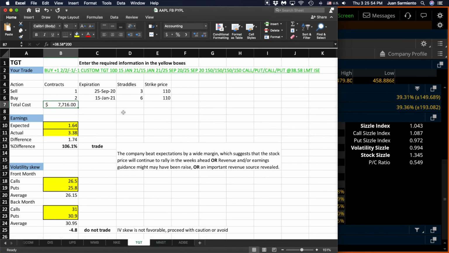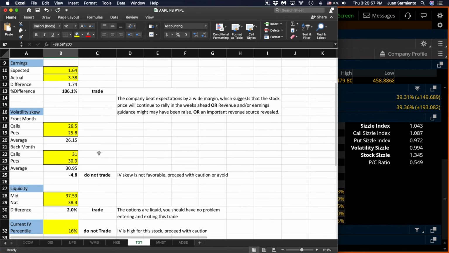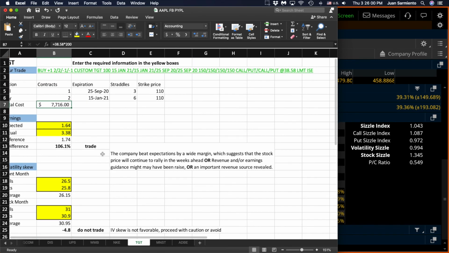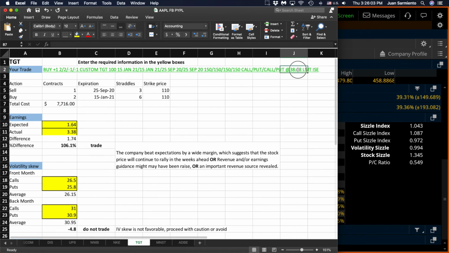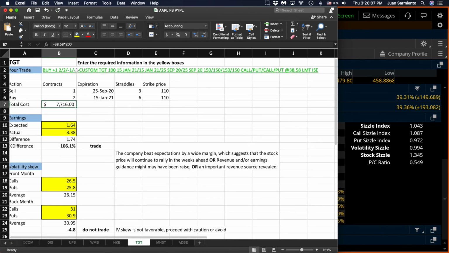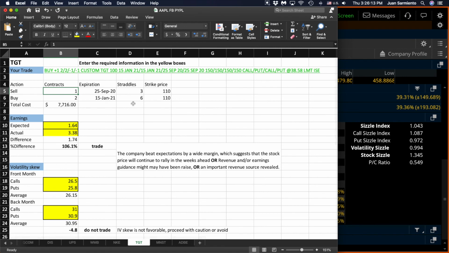Another one that I considered was TJT, and this particular trade has issues as well. $38.58 will be one trade, so that's good. Times 200, I could enter 2 of the trades. So that means I will be selling 2 contracts, 2 calls and 2 puts, and buying 4 contracts, 4 calls and 4 puts. So essentially 2 short straddles and 4 long straddles. And the strike price for this stock would be 150. I'm entering it just to demonstrate.